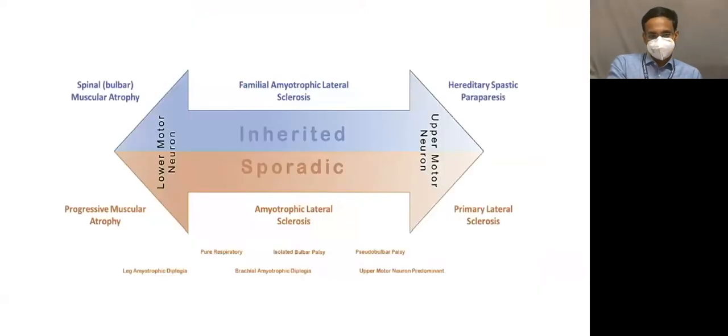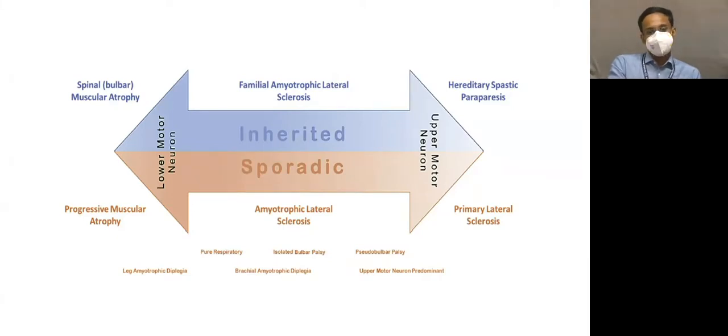Now, motor neuron disease is a very wide spectrum of disorders, of which we commonly see some in our clinical practice. The most common variety of motor neuron disease is amyotrophic lateral sclerosis, which comprises 85% of the cases of motor neuron disease.